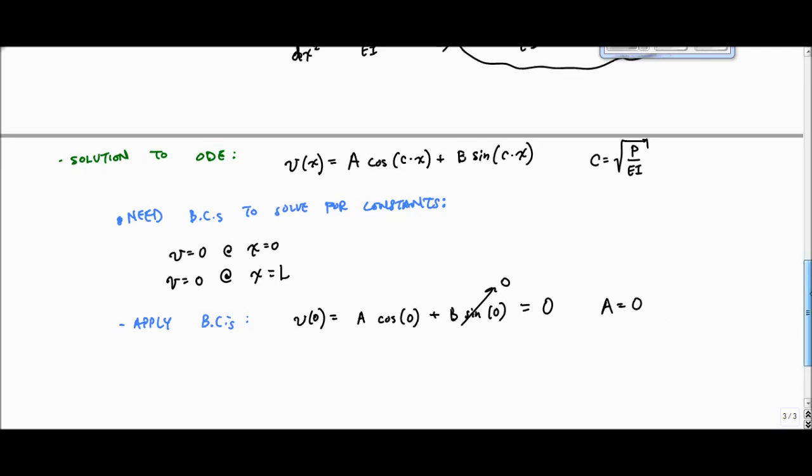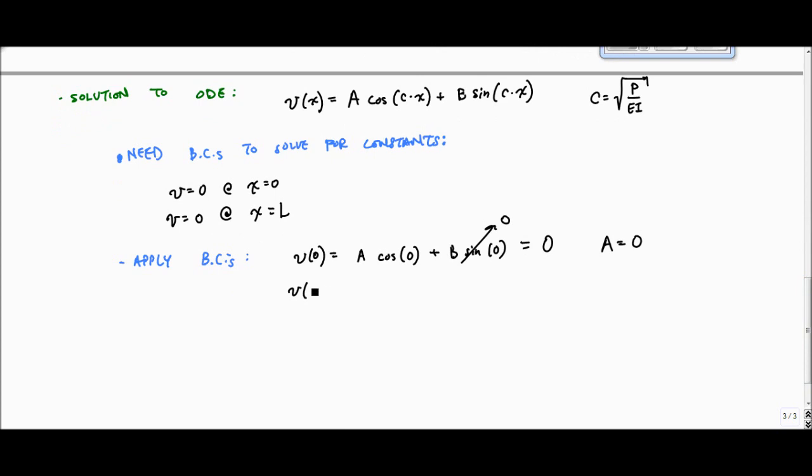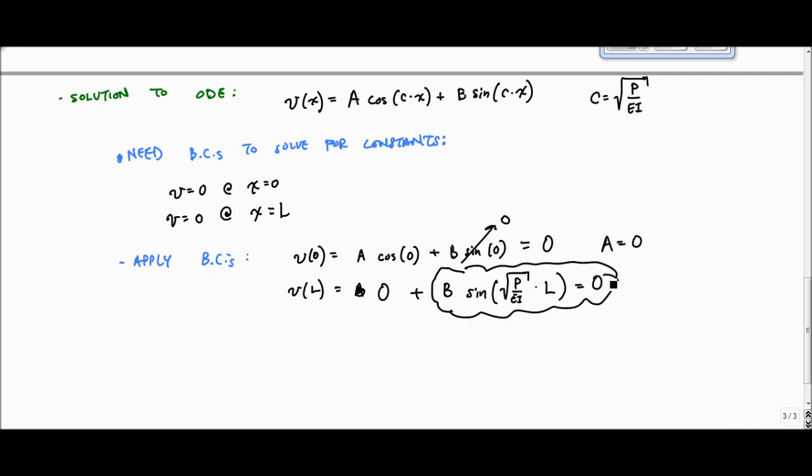And then here, at V of L, I have A, or this is all 0 anyway, 0 plus B sine of square root of P over EI times L equals 0. Does that seem okay? Okay. So here's this term right here.